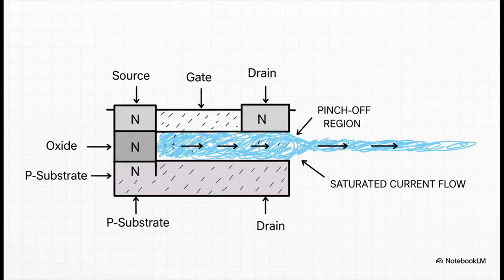But then, something weird starts to happen. As we keep cranking up that drain voltage, the channel actually starts to get squeezed thin, or pinched off, right near the drain end. And once you hit a certain point, increasing the drain voltage doesn't get you any more current. The flow just maxes out, it becomes saturated. Now, this might sound like a limitation, but this ability to create a steady, predictable current is actually what makes the MOSFET so incredibly useful for building things like amplifiers and the rock-solid logic gates that power every computer.